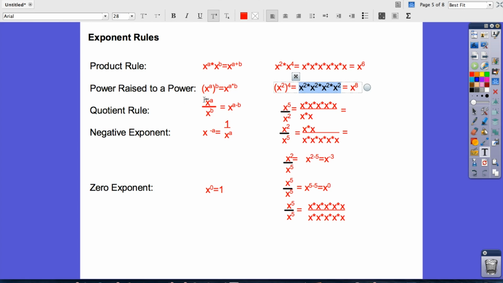Quotient rule, we have x to the a divided by x to the b. That means when we simplify, we're subtracting the bottom number from the top. To make it a little bit more obvious, we are going to expand it. X to the 5th is x 5 times divided by x squared.